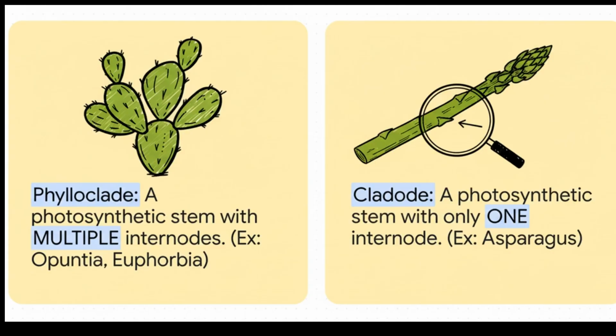But then there's another version called a cladode, which you find in plants like asparagus. In that case, it's not the entire stem, just these small, limited growth branches that get flattened and look like leaves. So how in the world do you tell them apart?